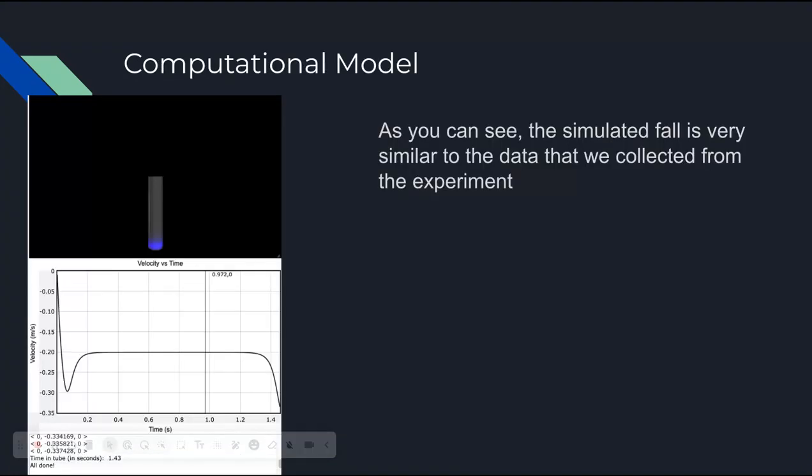So here's our computational model. As you can see, based on this graph, it falls, that increase in speed then causes a magnetic force, and then it slows to a point where the speed is constant. And then it gets to the end of the tube, and the magnetic force starts to go away, and it starts to fall again. But that's, as you can see, 1.43 seconds on average in our tube, and that's 0.03 seconds away from what we found our average to be in our experiment.